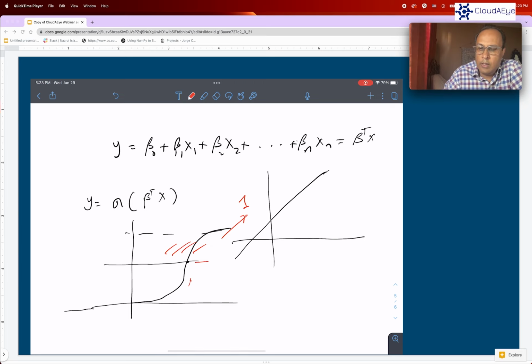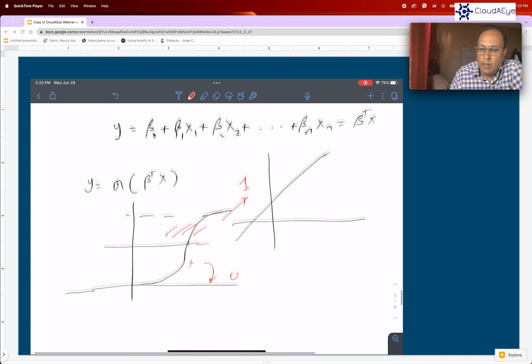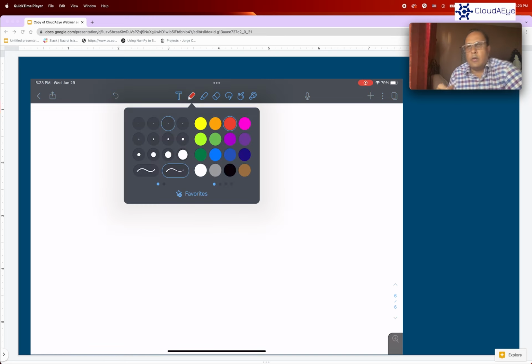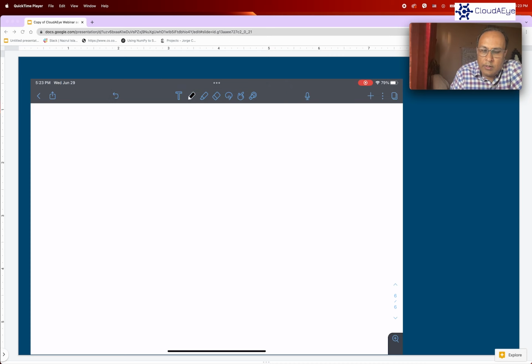Now, how do we get to this? In logistic regression, or in statistics, there is a very well-known term that we use, called the odds ratio. I'm coming to that in a second. Let's say we're doing a binary classification, and we have two classes, class y equal to 0 and y equal to 1, right?